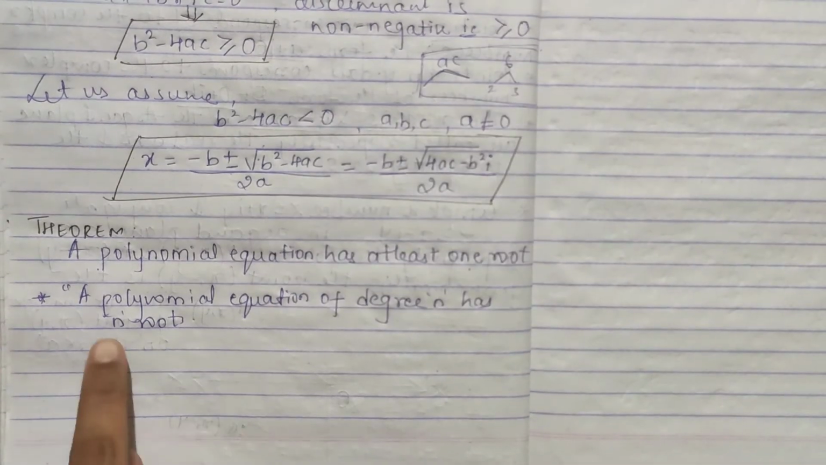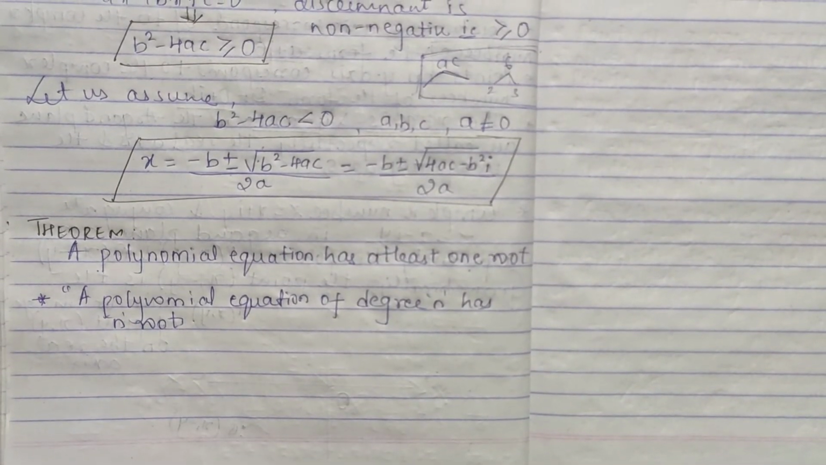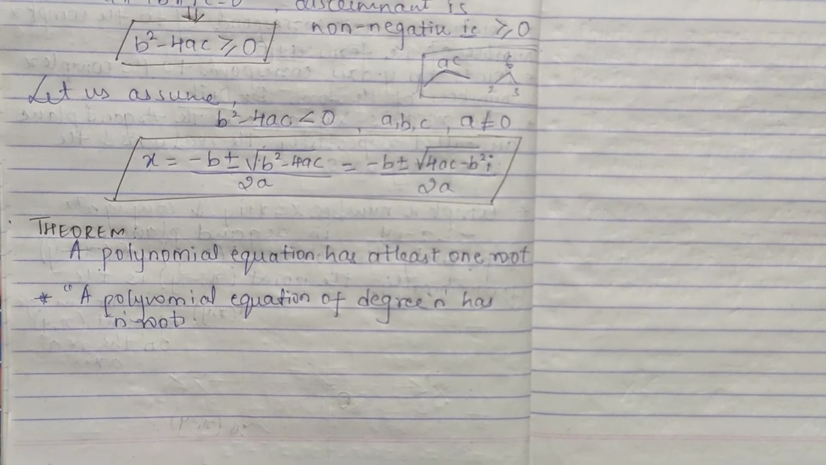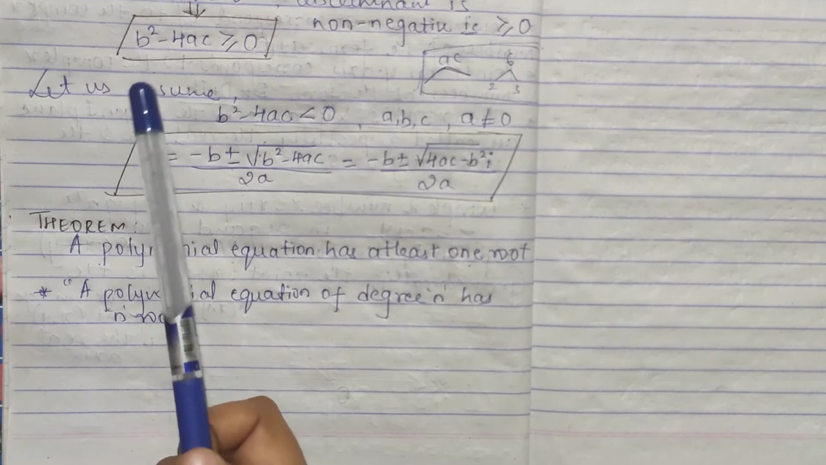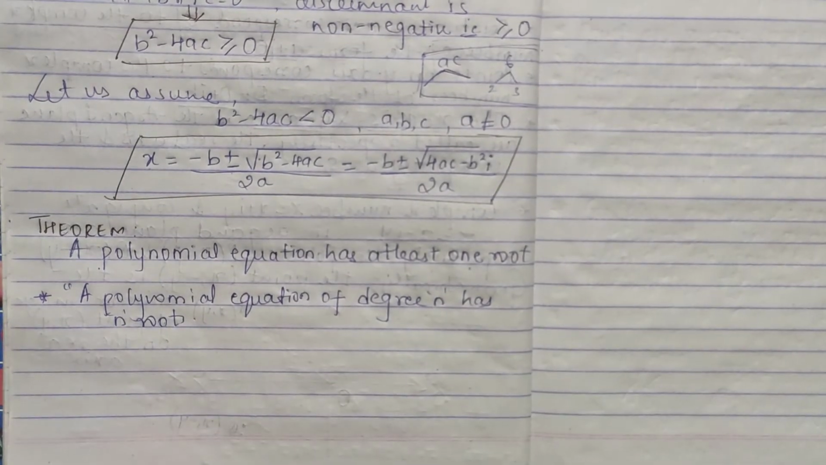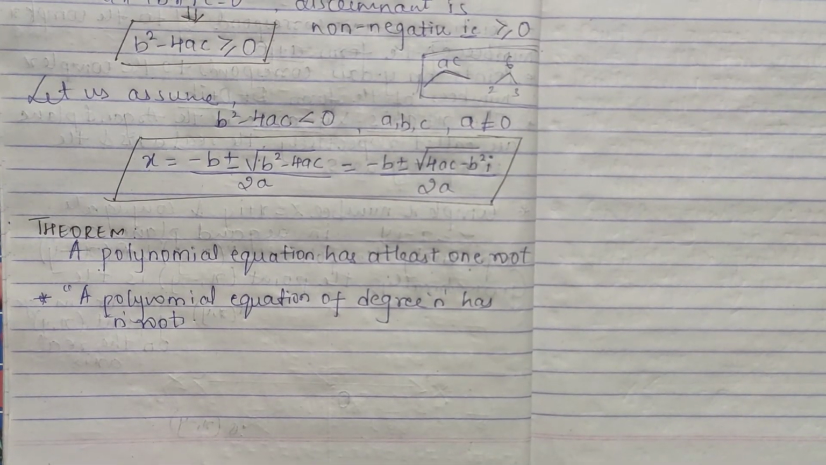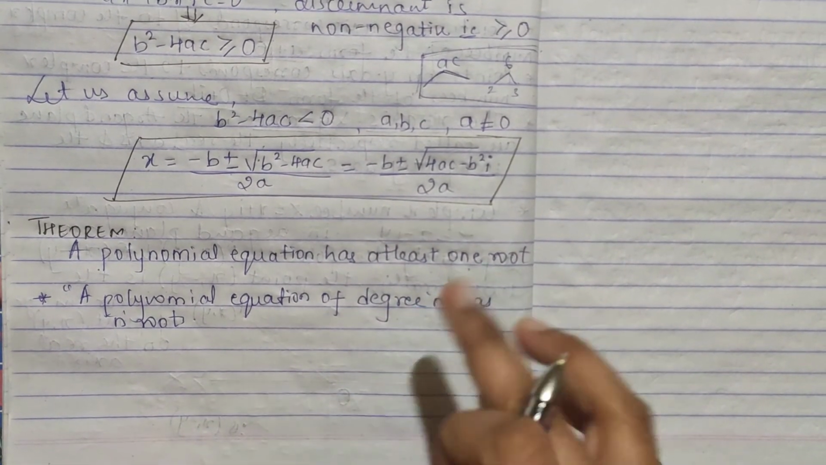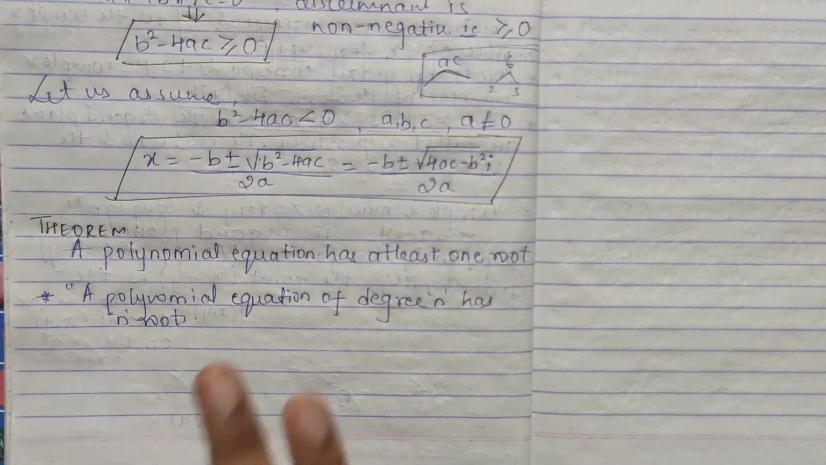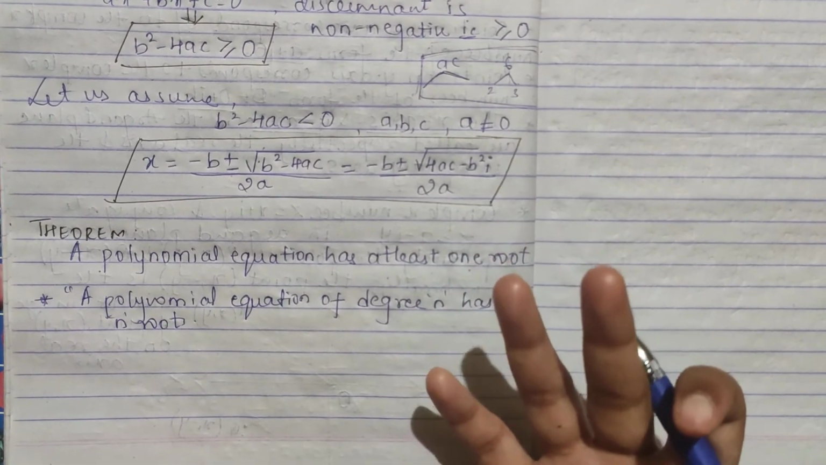You can take this: a polynomial equation of degree n has n roots. The number of roots is based on the degree. Now here in your quadratic, your order is 2, so you get 2 roots. In the same way, if it is n degree, then you will get n roots also.